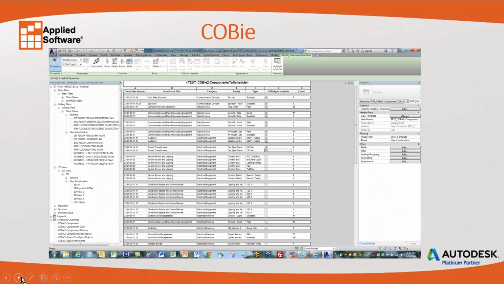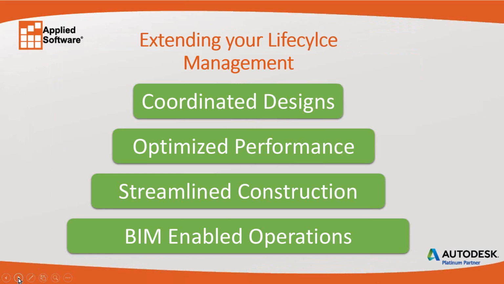At the heart of this is COBie. COBie gives you the information that an architect would be responsible for putting into the BIM model and handing over to the general contractor. The general contractor would then come in and fill in this information, giving you, the building owner, the as-built information right then and there.